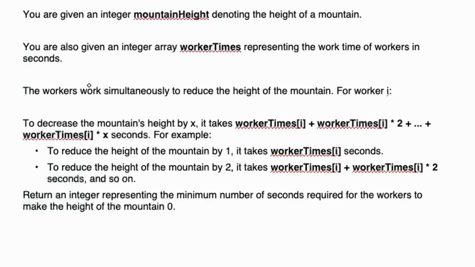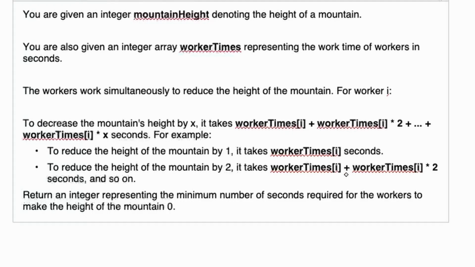So the workers are going to work simultaneously to reduce the height of the mountain, and they want to get it to 0. The way the costs work is that to reduce the height by 1, we're going to take workerTimes[i]. However, if you want to reduce it a second time, that'll be workerTimes[i] times 2. If you do it a third time, it'll be workerTimes[i] times 3, and so on. So return an integer representing the minimum number of seconds required for the workers to make the height of the mountain 0.